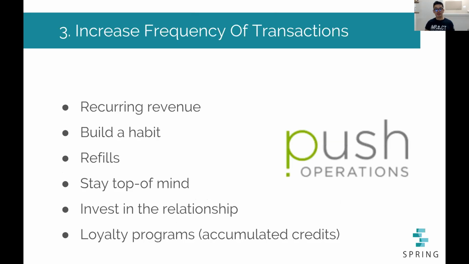The third tip is increasing frequency of transactions. This one can be a bit tricky, because sometimes it might require that you adjust your whole product or service offering. The goal over here with increasing frequency of transactions is, if you have a product or service that tends to be one-off, to figure out how can I increase recurring revenue? You're trying to build habit into their behavior.